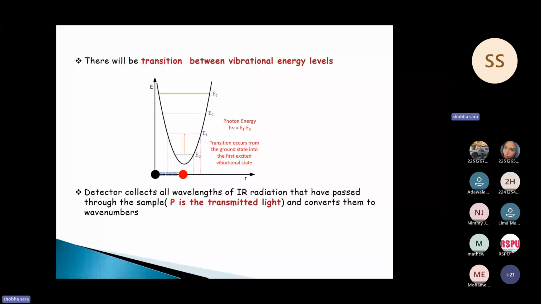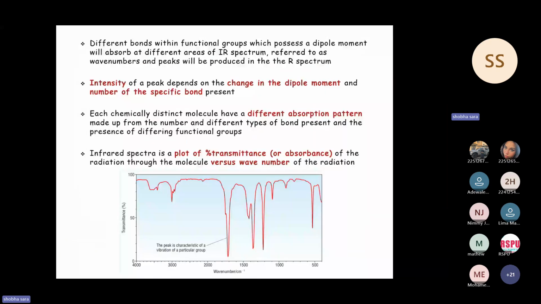And when you get the result, it will be a spectrum like this. On the x-axis, you can see the wave number. On the y-axis, it is transmittance. The scale of transmittance is from 0 to 100, and the x-axis is from 4000 to 400. Here it is showing 500, but mid-IR is 4000 to 400. It is expressed in wave number.